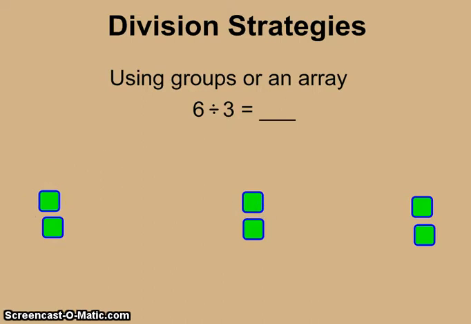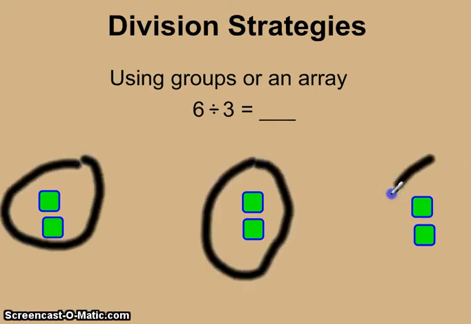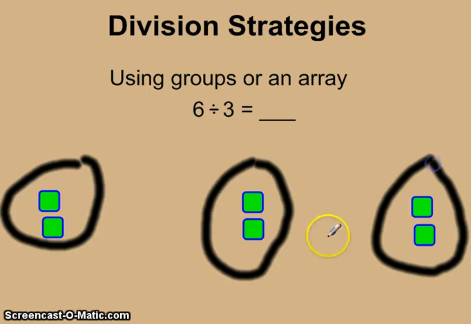Now you can see that I have 3 groups, and each group has 2 squares in it. So when I divide 6 by 3, my answer is 2.